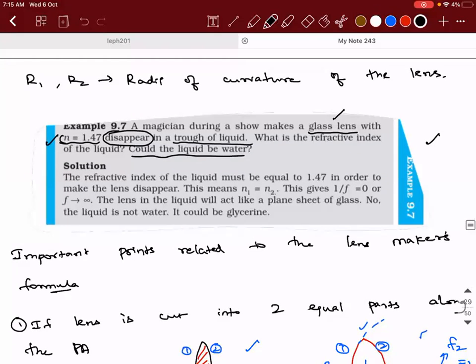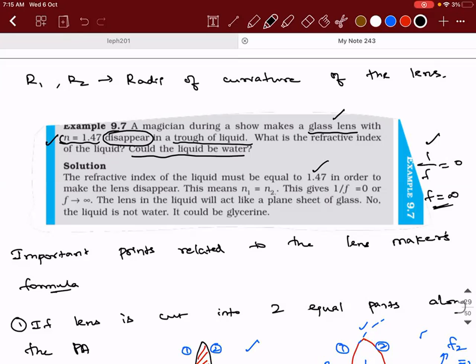Rohan, are you able to understand what I'm trying to say? So the refractive index of the liquid must be equal to 1.47, the same value itself. Then what will happen? 1 minus 1 is equal to 0, sir. Yeah, that is the reason. 1 by f will be 0. Then f will become infinite. So focal length of which lens is infinite?